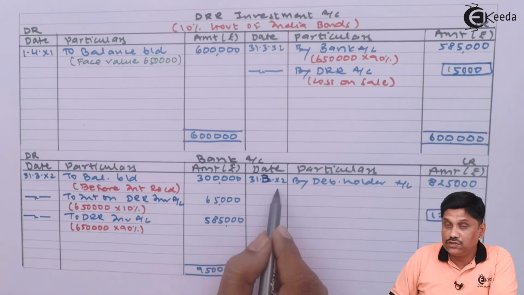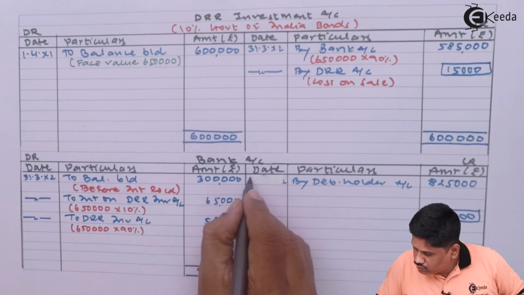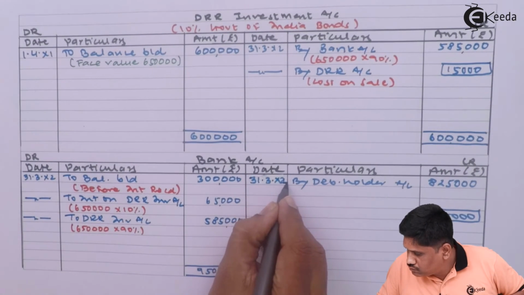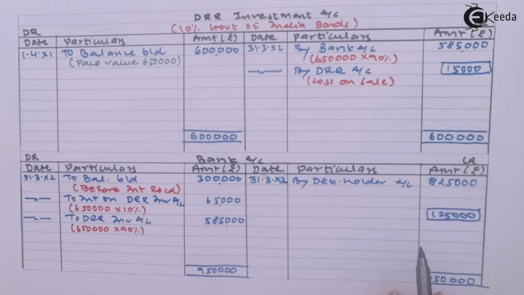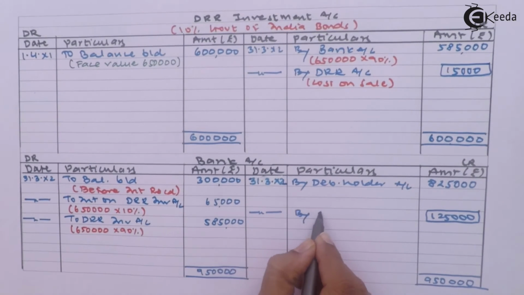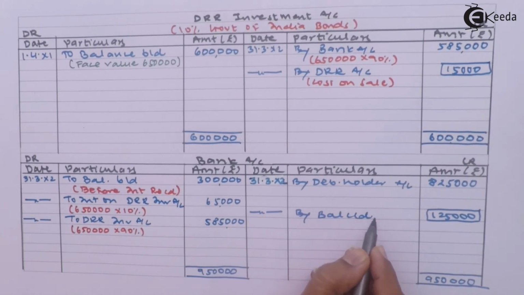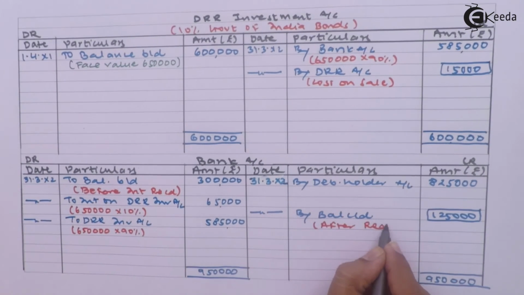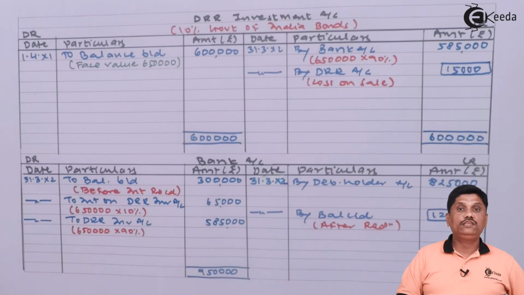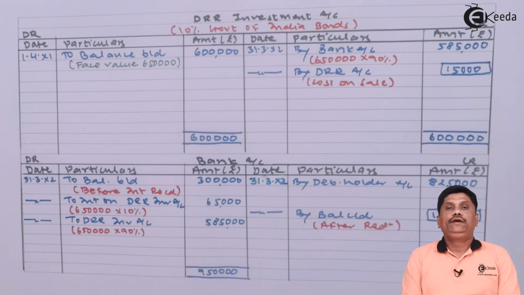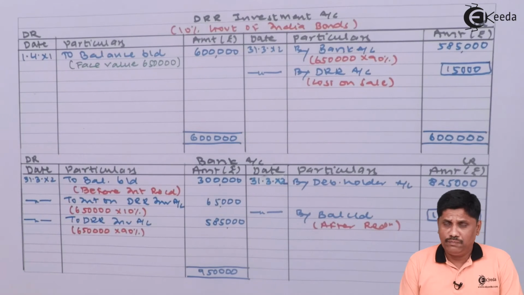Payment to debenture holder is on 31st March X2. This is the closing balance of your bank account after redemption. In this way, this small, short and sweet question is over. In exam you can expect this kind of examples.